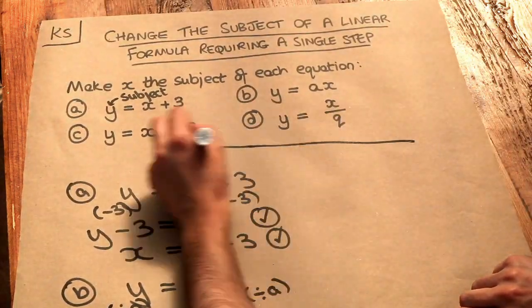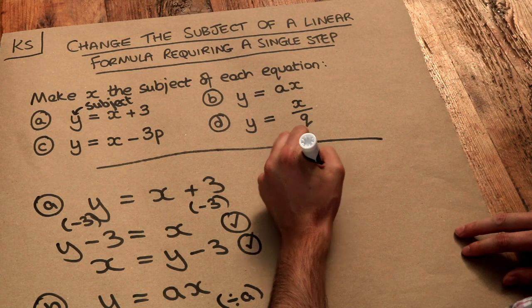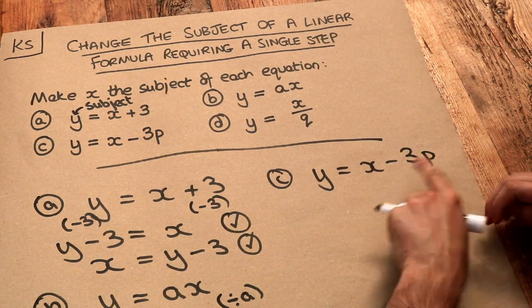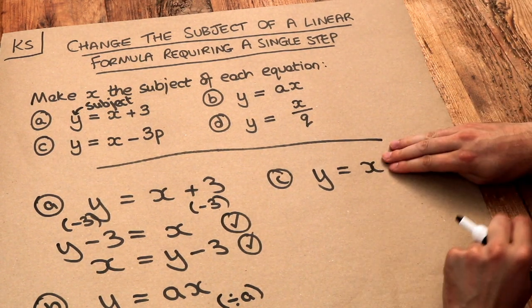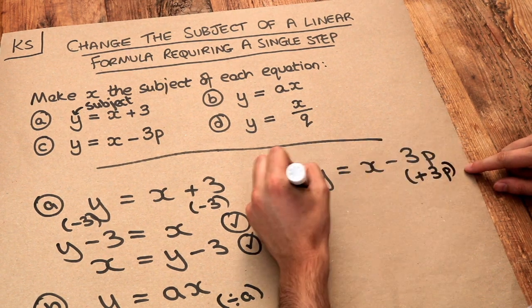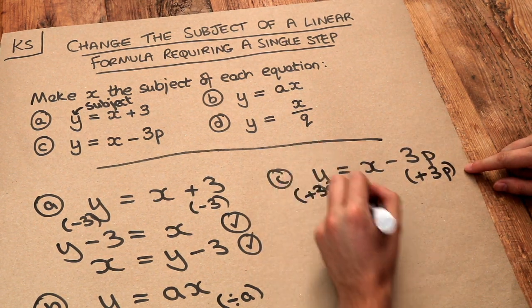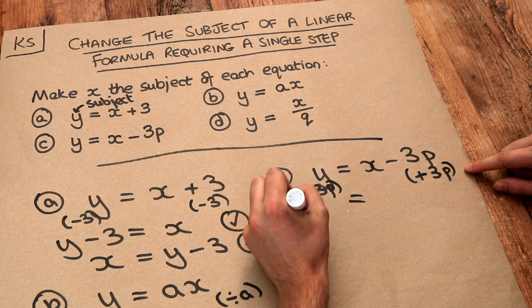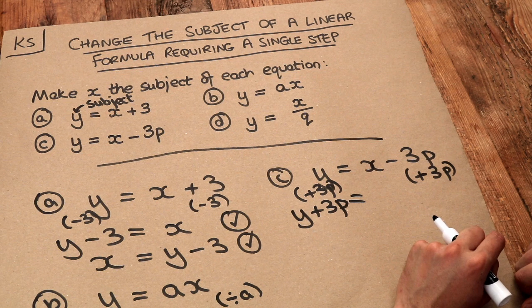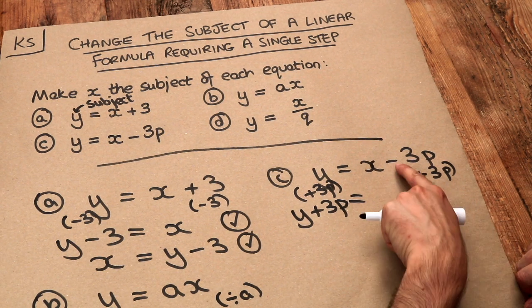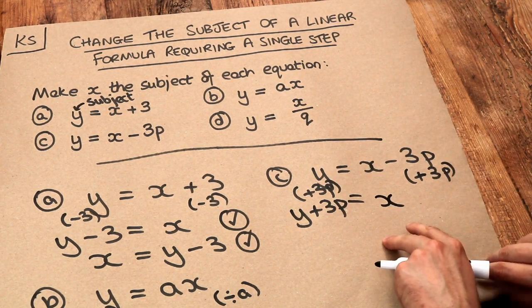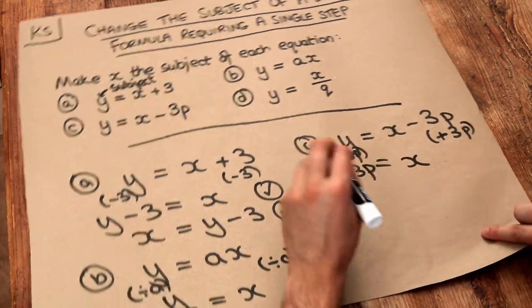What about c? Y is equal to x minus 3p. We want to get x on its own. We don't want this minus 3p after the x, so to get rid of it, we add 3p to both sides. So if we do that, well, y plus 3p is just y plus 3p. You can't simplify that. They're not like terms because they have different letters. And if we plus 3p here, it gets rid of the minus 3p, just leaving x. And we're done because we've got x on its own on one side of the equation.